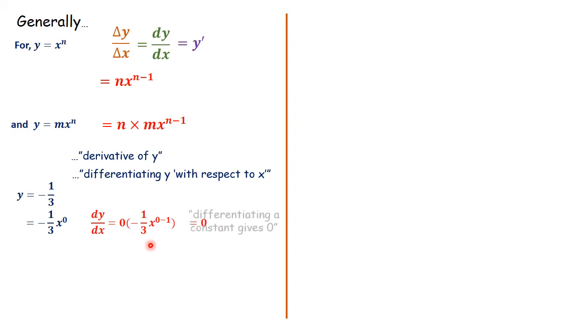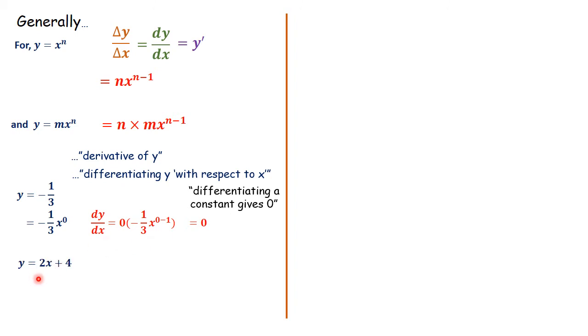That gives us the constant rule. Whenever we're differentiating a constant, the answer is always 0. That's constantly 0 because we are looking for the gradient of a line which doesn't have a gradient, a horizontal line.